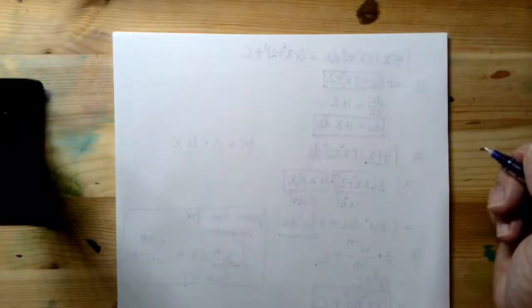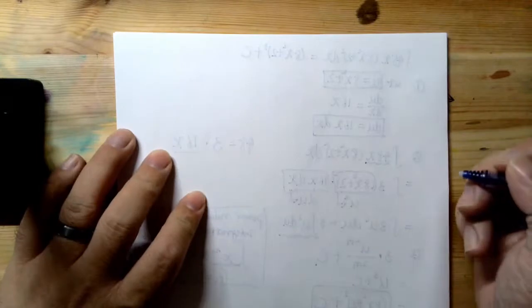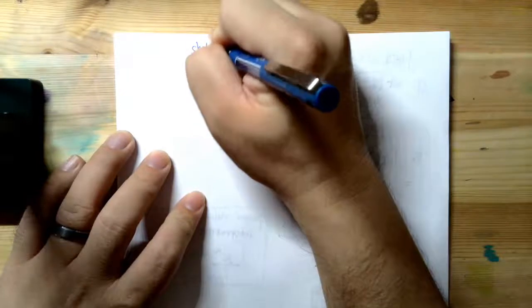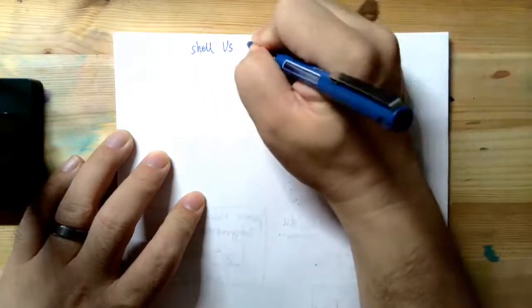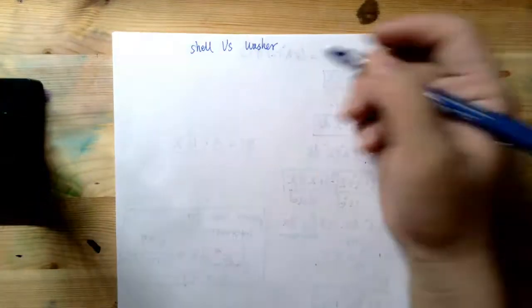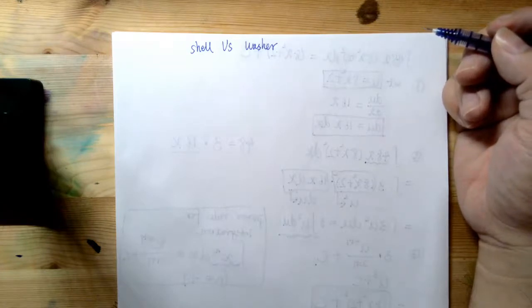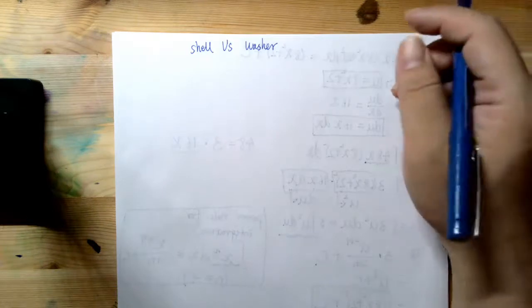Okay, so for this video, let's talk about the shell method and the washer method. Shell versus washer. Those two methods are common methods to solve the volume of a solid by revolution, and we can look at one problem here.